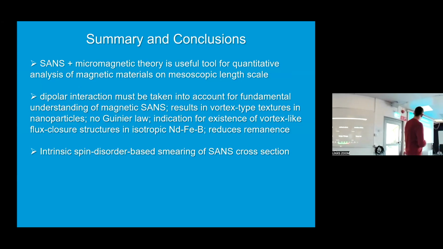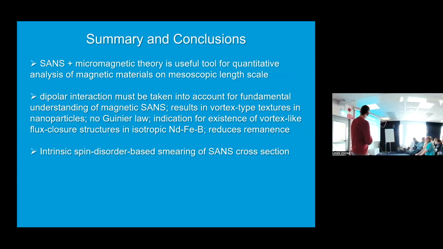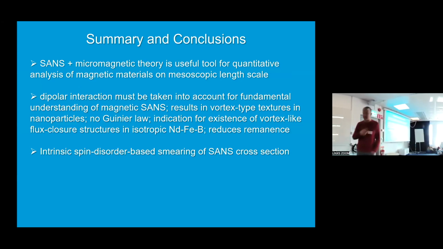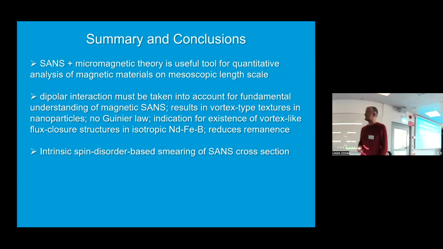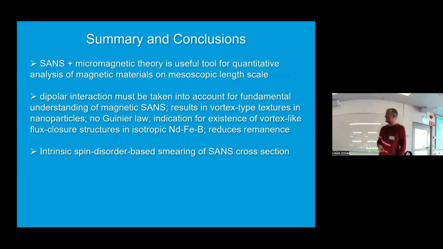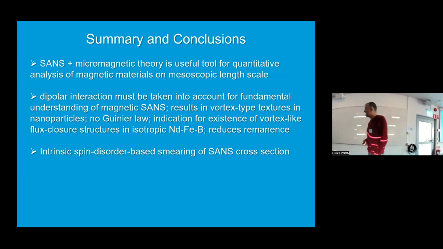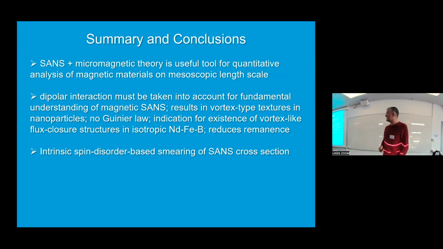Here's the brief summary. I hope that I could convince you that the combination, or the marriage, of magnetic small-angle neutron scattering and micromagnetic theory is quite useful for the quantitative analysis of magnetic materials on a mesoscopic length scale. In this particular case, the dipolar interaction is the most important interaction. It's a long-range and anisotropic interaction that must be taken into account for the fundamental understanding. It results in vortex-type structures.